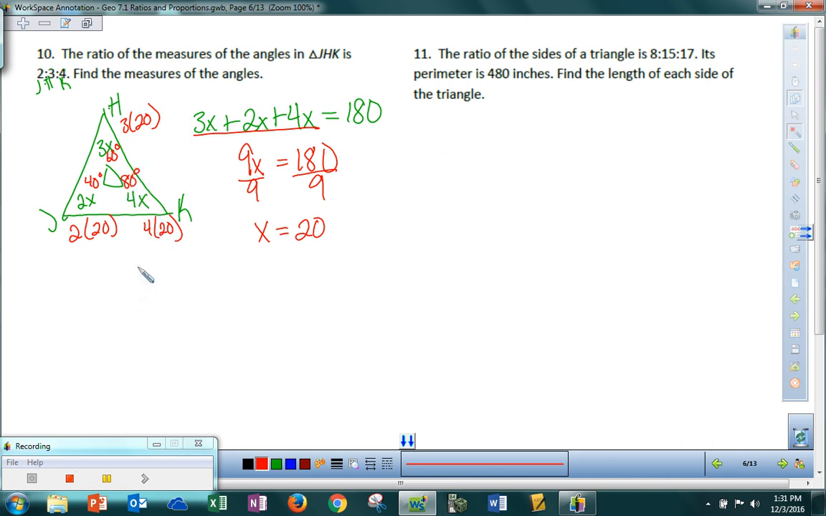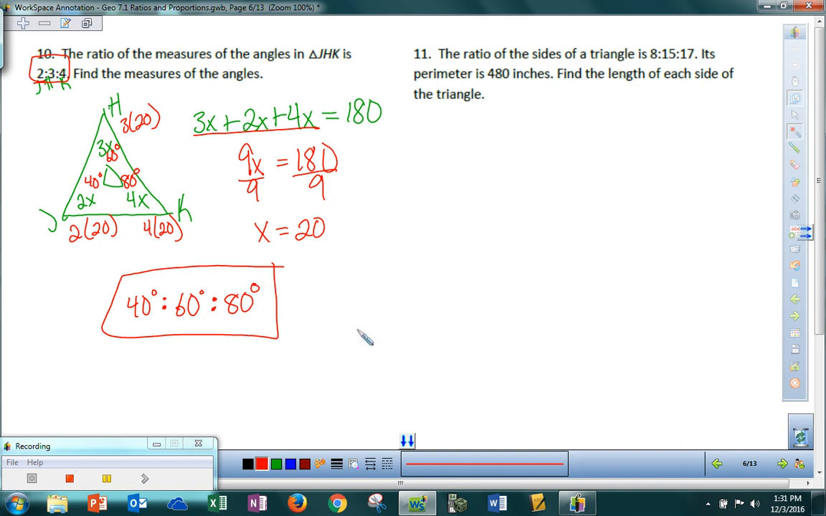Now, if you draw your picture, I'll let you keep it just like this, and I can see which angle goes with which number. Okay, without a picture, we'd have to write it in the same order of the ratio we're given so that we know which angle corresponds with which number there. So our J here was 40 degrees. The next one was our 3x, which is our 60 degrees, the H in our triangle. And that last one, K, 4x, is 80 degrees. Okay, and that's another way you can express your answer.